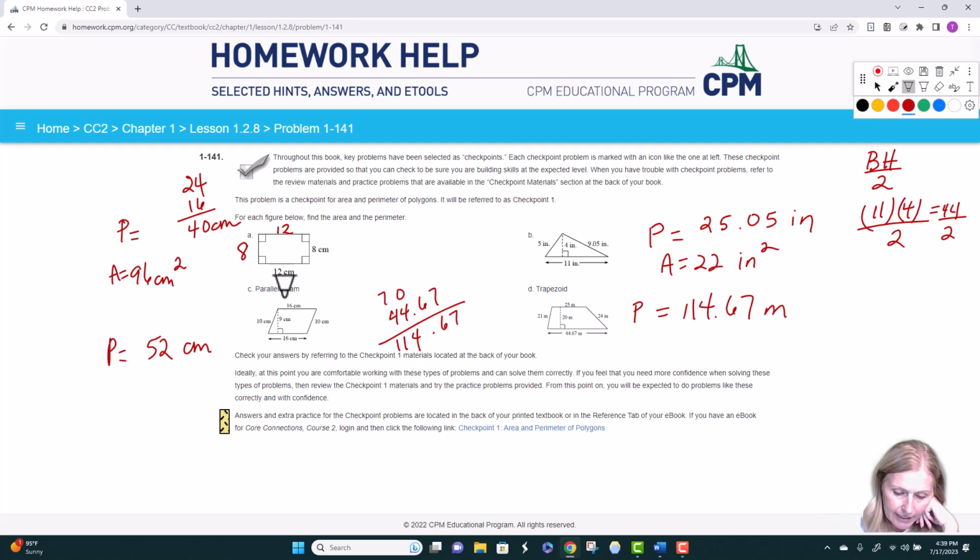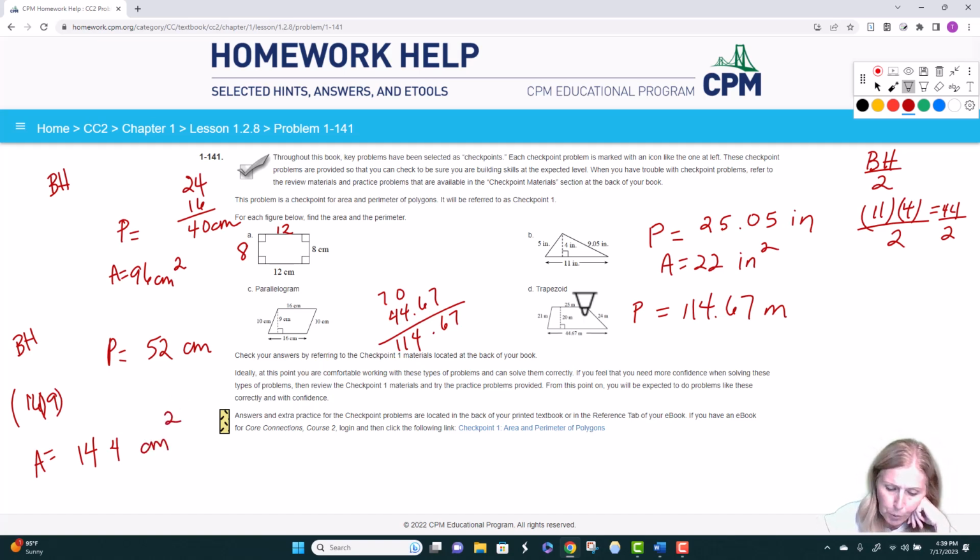Okay, parallelogram. Again, it's base times height, just like your rectangle. The base is 16. The height is the dotted, straight up and down line, which is a 9. 9 times 6 is 54. 9 times 1 is 9 plus 5 is 144 centimeters squared. Okay, trapezoid is just like a triangle. Difference is it has 2 bases, so we're going to add them together before we multiply it times the height and divide it by 2.